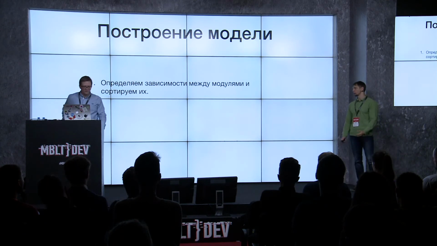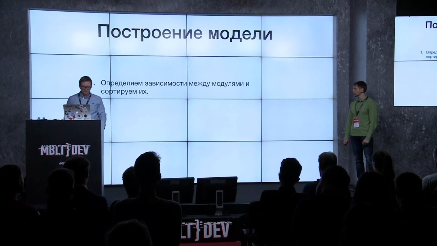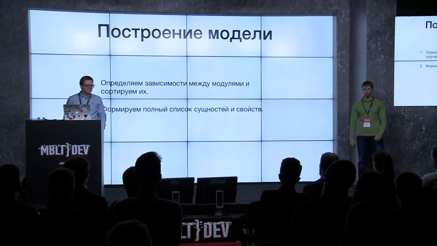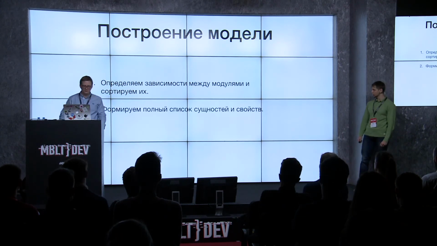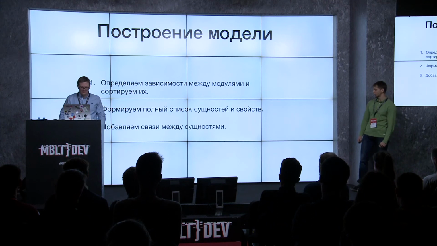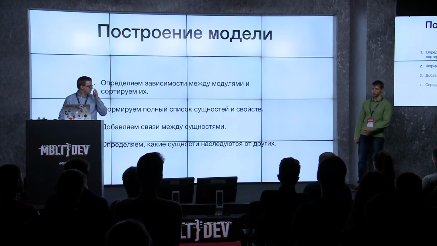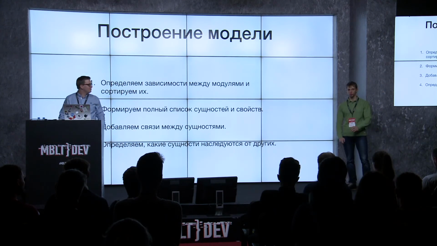That is why it will depend on this model. Fan model will be dependent on the core model. At the second stage, we need to generate the full list of all the essences with all the properties. We actually do this in all the models. At the third stage, we add up the links and dependencies between the essences. At the fourth stage, we predefine what essences are inherited from other ones.